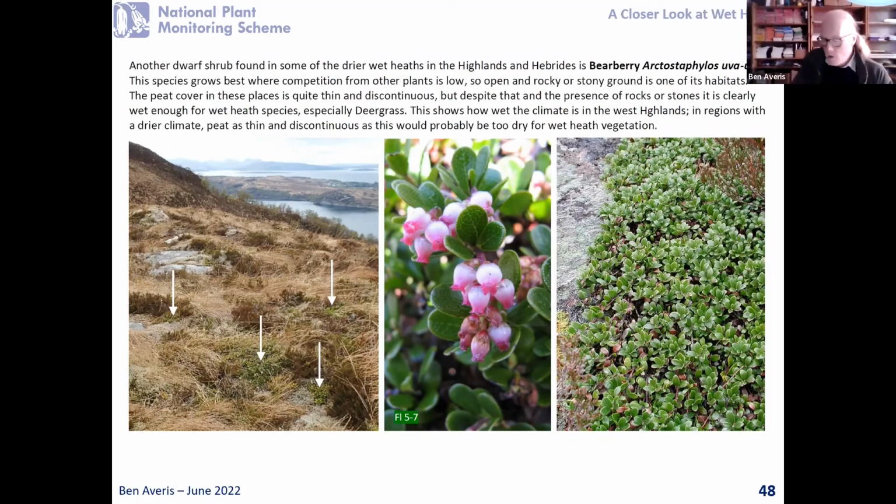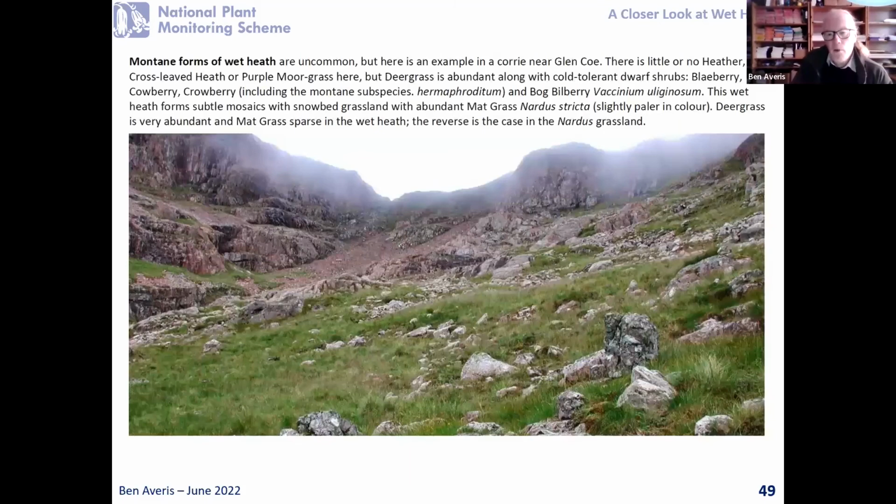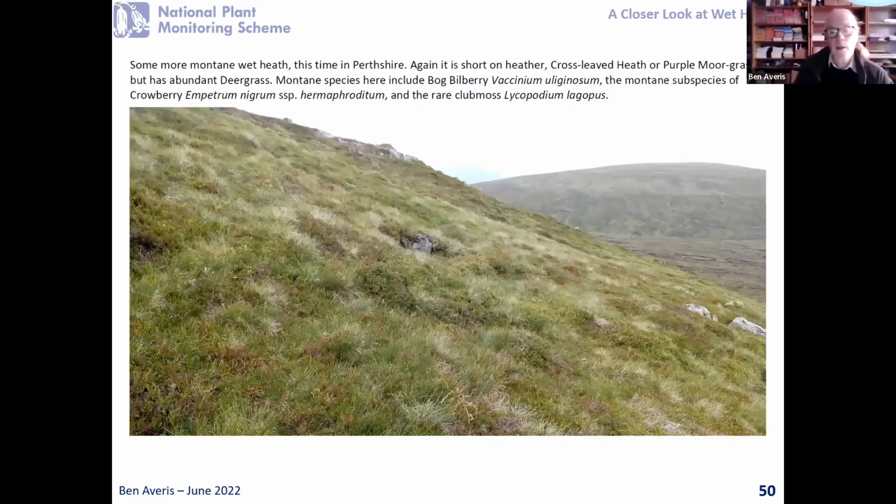Okay, and the next picture is more definitely montane. This is up in the hills near Glencoe. It looks a bit like grassland, but it's actually got loads of deer grass. That's the main species in there that's telling us it's wet heath. And it's grading out into slightly paler patches where mat grass, Nardus stricta, is dominant. So the mat grass dominance is a kind of montane snowbed grassland, and the deer grass dominance is a montane wet heath. You need to scrabble about in amongst there to differentiate between the two on the whole, because they intergrade.